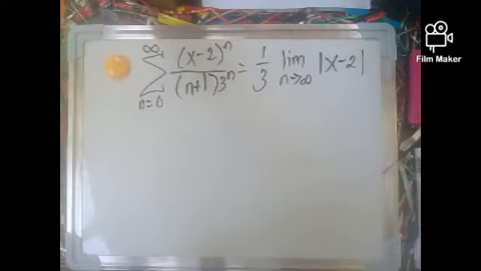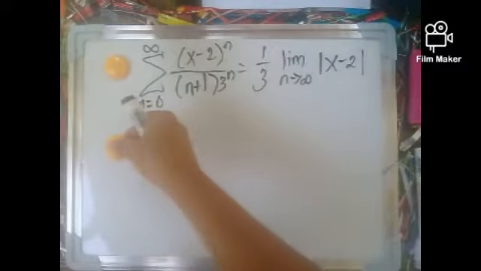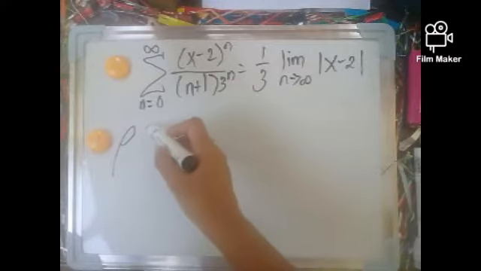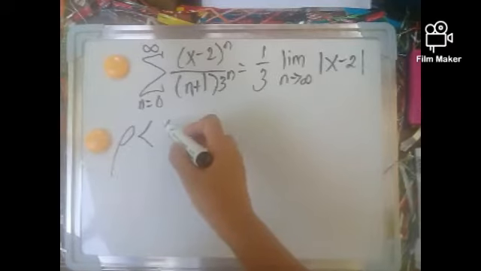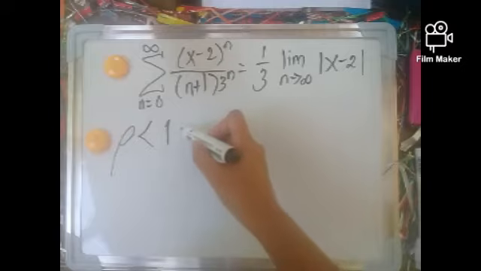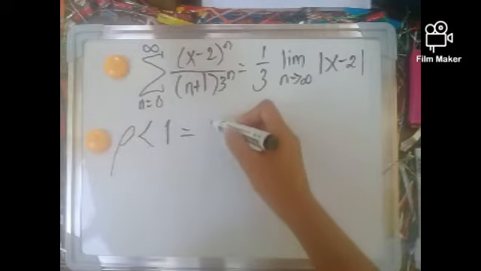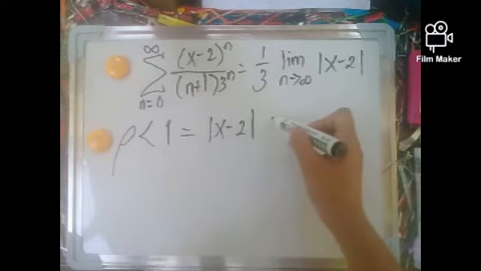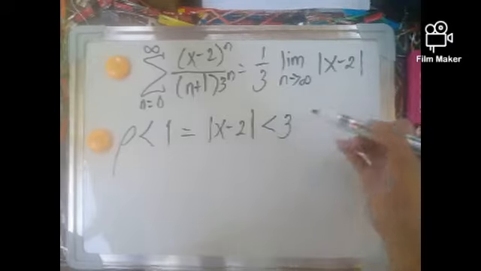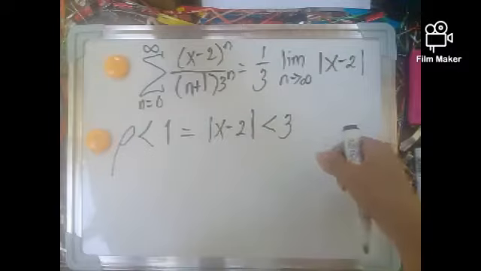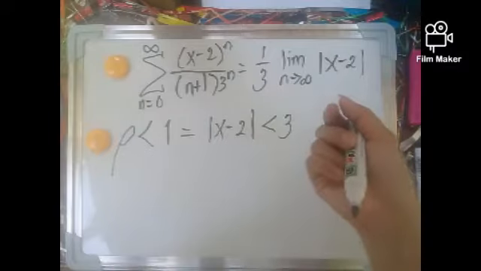Para mahanap natin ang interval of convergence, sinasabi dito na kapag ang rho is less than 1, ang rho kapag the absolute value of x minus 2 is less than 3. Here, the absolute value of x minus 2 is less than 3. So, tama siya, diba? Less than siya.